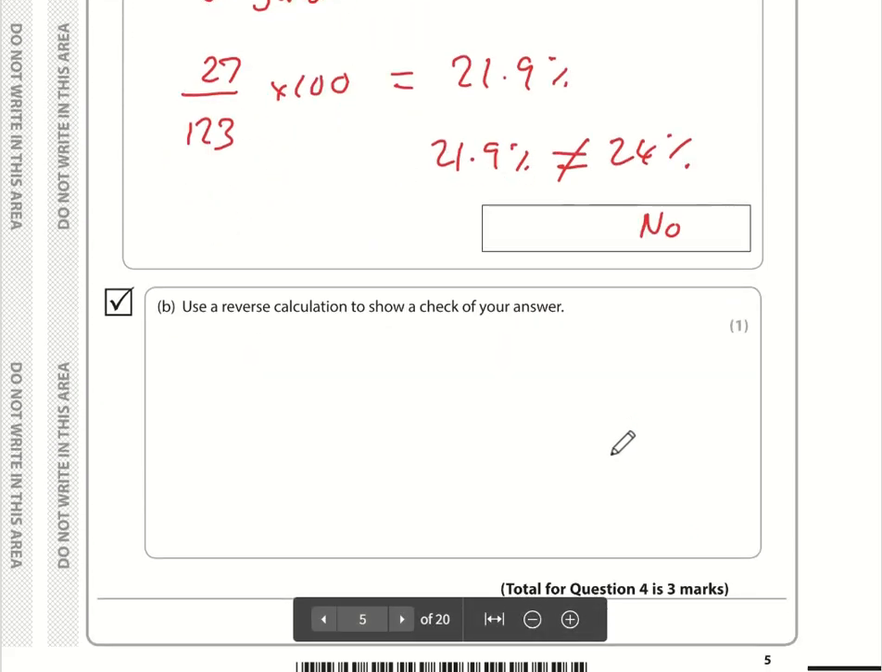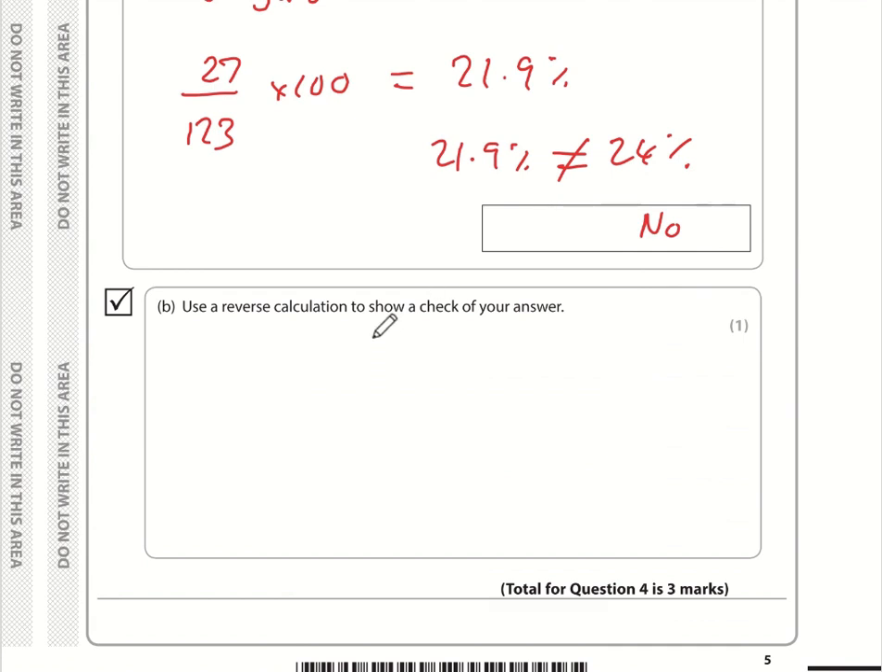Use a reverse calculation to show a check of your answer. Well, in my opinion, this would be a crazy thing to do because the reverse calculation is so much more complicated than what we've done before. So let's just do 21.9.